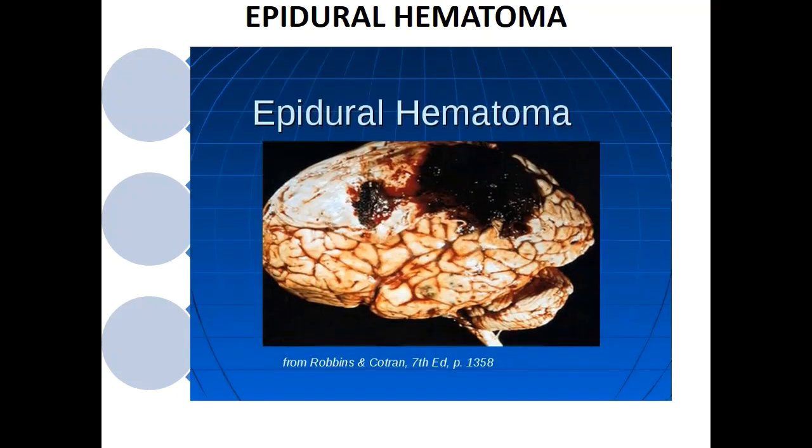So look at this picture. The picture shown here is taken from Robbins and Cotran, and it shows a characteristic epidural hematoma. It must be noted that there is no epidural space that naturally exists between the skull and the dura. It is only when there is a traumatic rupture of the vessels between the dura and the skull that this hematoma characteristically develops and pushes the dura towards the inner side.